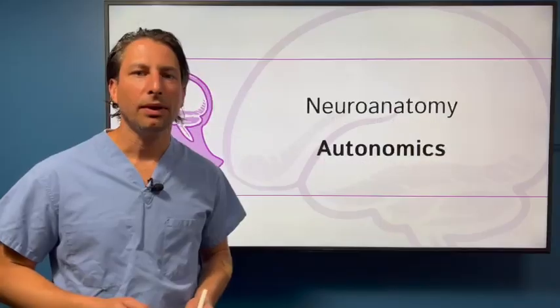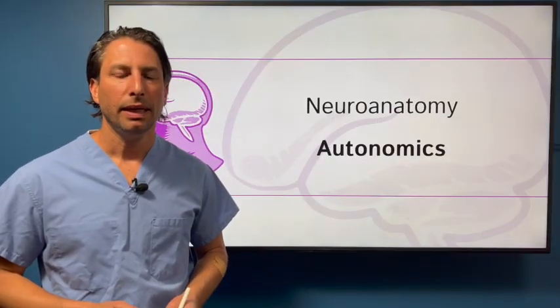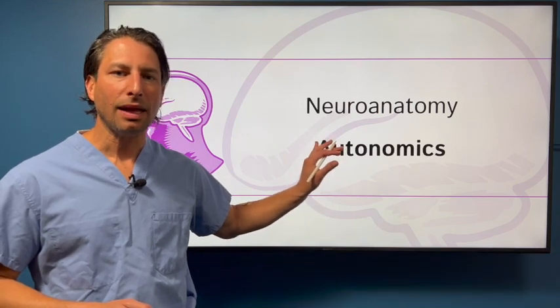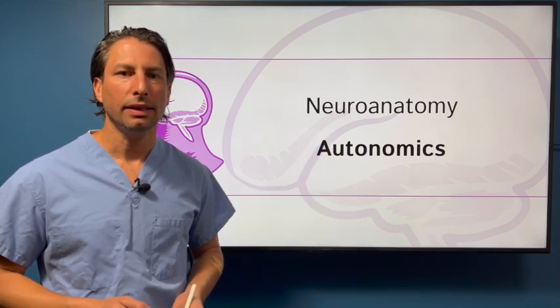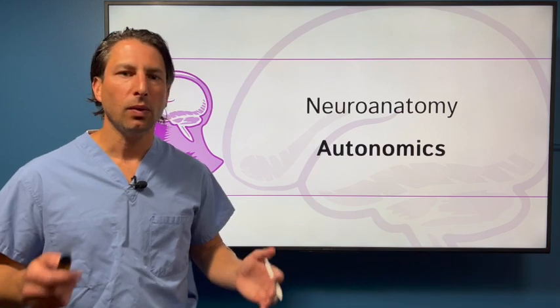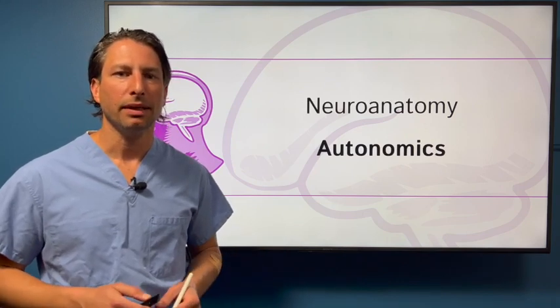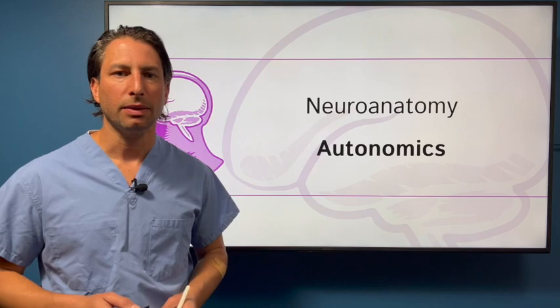So that's a primer on autonomics of neuroanatomy. A lot of key clinical pharmacological correlations to learn in there, and then understanding this core difference between sympathetic and parasympathetic innervation is really fundamental to the practice of medicine.